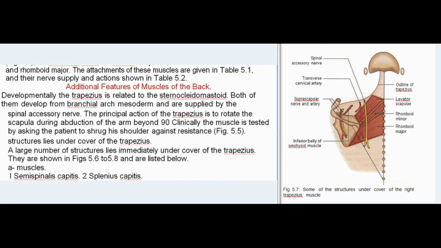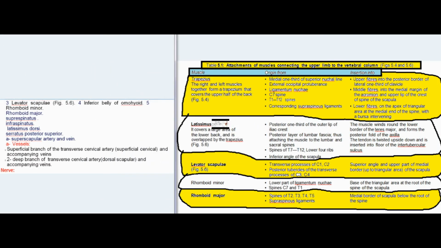Structures under cover of the trapezius. A large number of structures lie immediately under cover of the trapezius. They are shown in Figs 5.6 to 5.8 and are listed below. A. Muscles. 1. Semispinalis capitis. 2. Splenius capitis. 3. Levator scapulae, Fig 5.6. 4. Inferior belly of omohyoid. 5. Rhomboid minor. Rhomboid major. Supraspinatus. Infraspinatus. Latissimus dorsi. Serratus posterior superior.